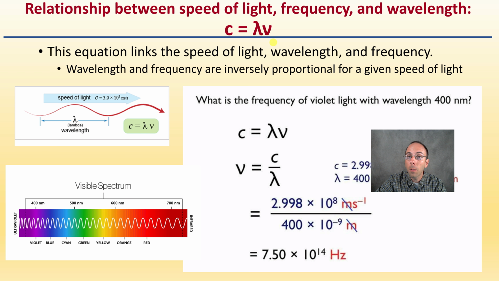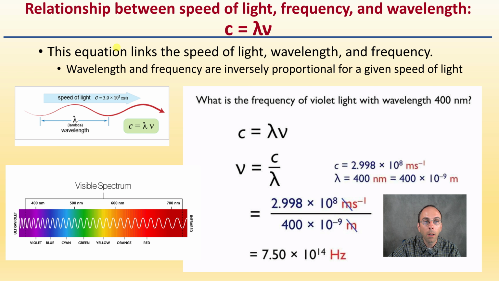So for the relationship between speed of light, frequency, and wavelength, we can see that correlated right here. c equals lambda v. This equation links the speed of light, wavelength, and the frequency. Wavelength and frequency are inversely proportional for a given speed of light. It means as one is increasing, think of a seesaw, the other one will be decreasing.